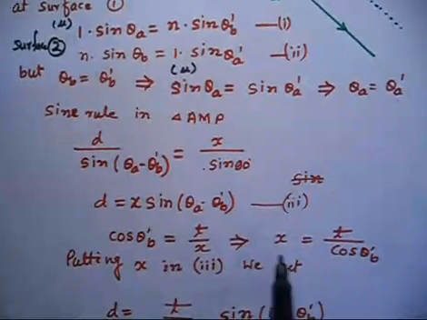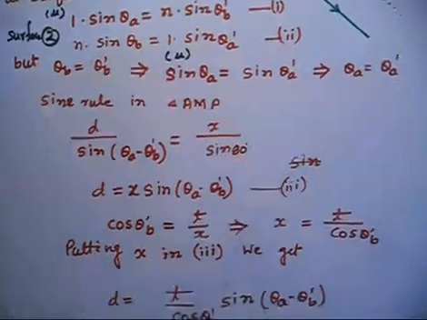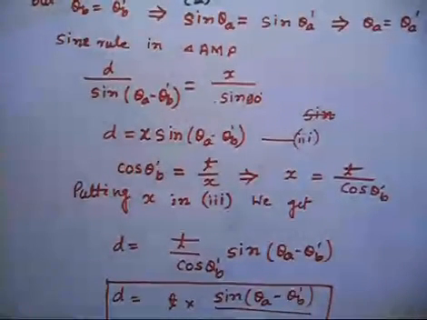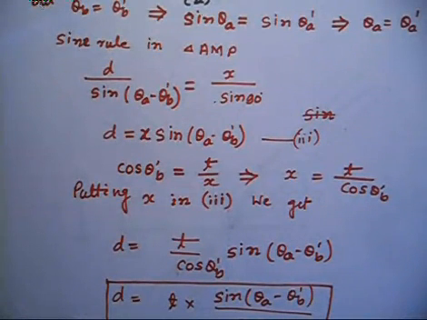Now if I plug this value of x into the previous equation, equation number 3, we will get d as this value. This is the result for lateral displacement. So d is equal to t by cos theta B dash into sin (theta A minus theta B dash). So now if I know theta A and theta B dash, we can calculate the lateral displacement very easily. Generally we know theta A, but we do not know theta B dash.